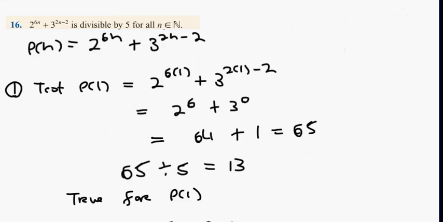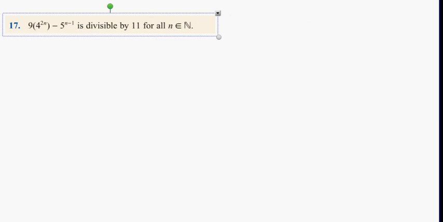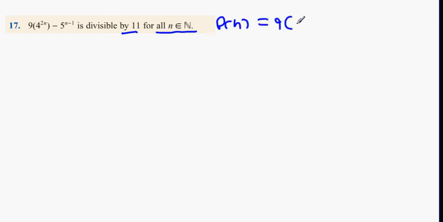Okay. So, next question after that is prove that 9 to the power of 4 into 2n minus 5 to the power of n minus 1 is divisible by 11 for all n element of N. So, what we get here, guys, is the following. P of n ends up to be 9 times 4 to the power of 2n minus 5 to the power of n minus 1. We test P of 1.